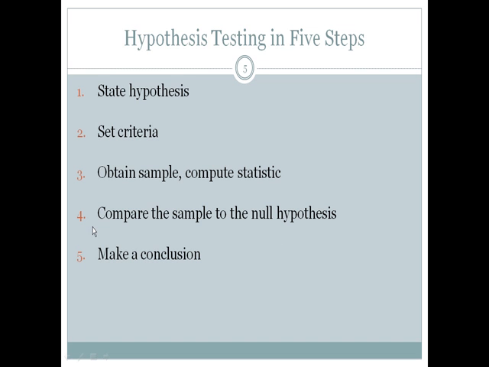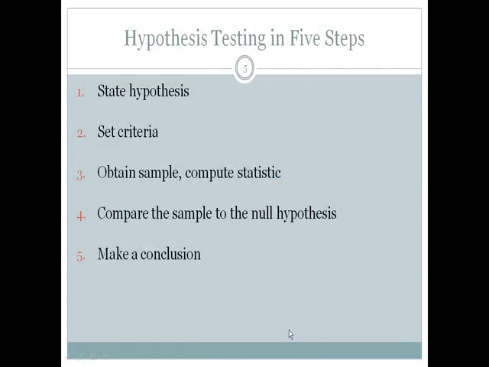Step 4, compare the sample to the null hypothesis. Now, this is the step that might trip people up that are new to this hypothesis testing approach. This is the step in which we'll need the t-critical value. You can get the t-critical value in step 2 or step 4 when you need it. It doesn't matter either way.